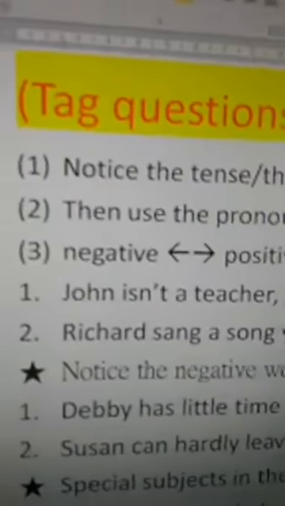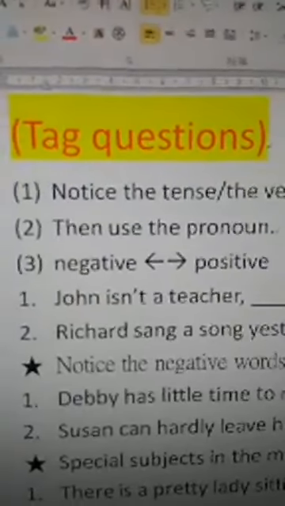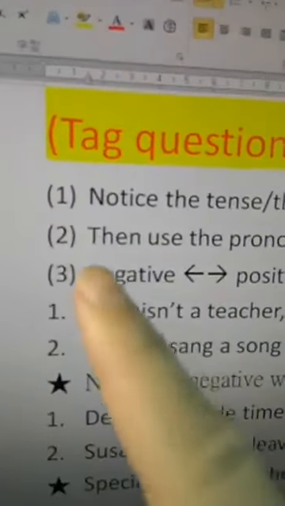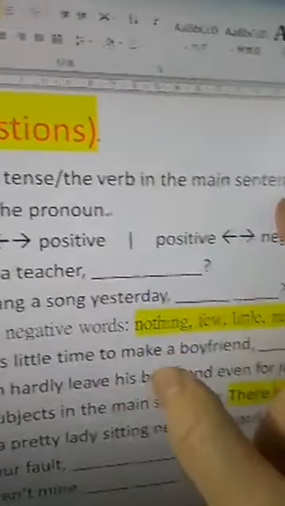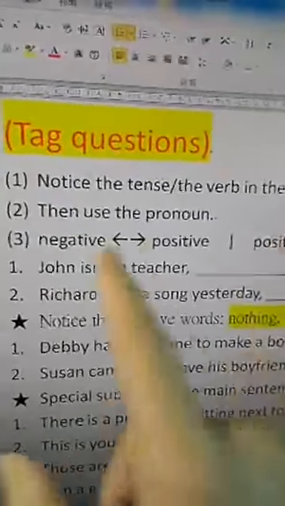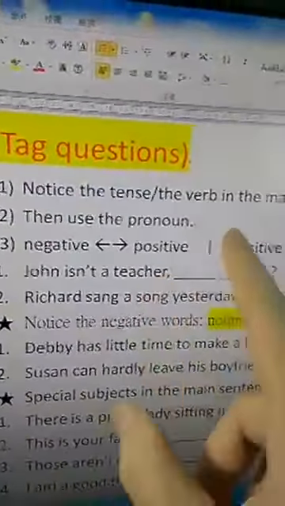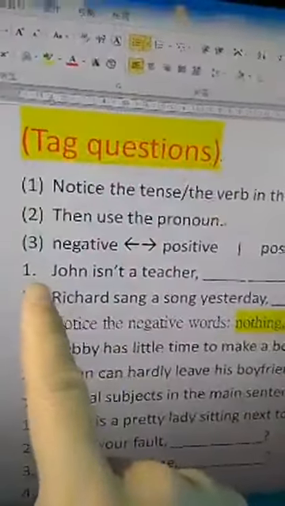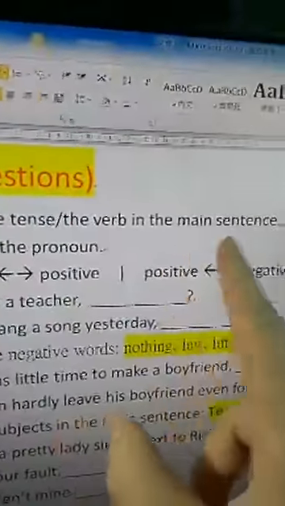Okay, tag questions, and let's talk about this grammar. First of all, whenever you want to do tag questions, the first thing you have to do is to notice the tense and the verb in the main sentence. Okay, so we'll do that in the real examples here, so don't worry about that. So what is the main sentence? You can see question number 1 here. John isn't a teacher. This is the main sentence here.